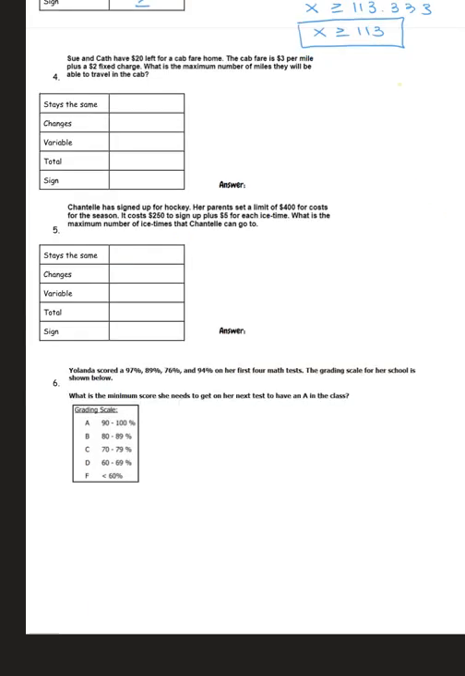Now it is time for you to test your understanding. You're going to work on number 4, 5, and 6 the same way that we did. You're going to put your answers at the end of this video. The only thing I need you to put is the inequality. For example, x is greater than or equal to a number, or x is less than or equal to a number. That is all you have to do. You don't have to transfer the table over.